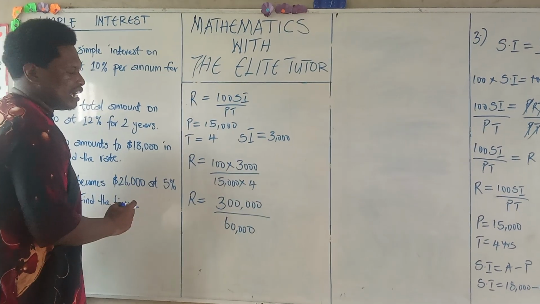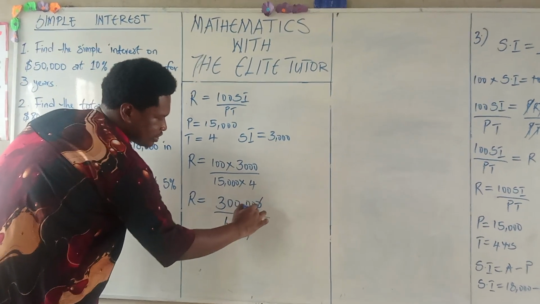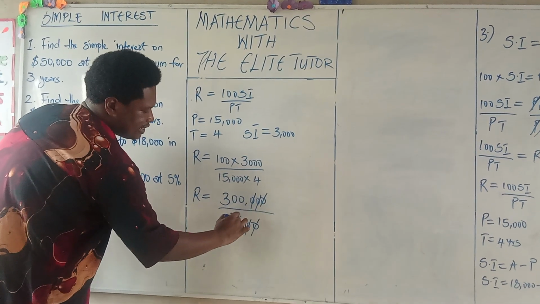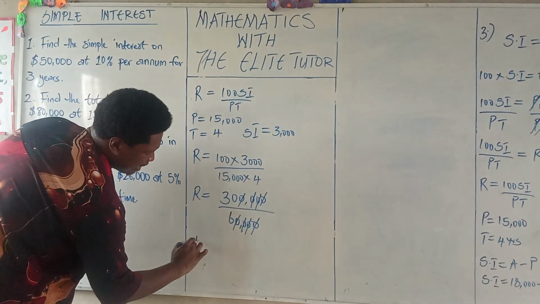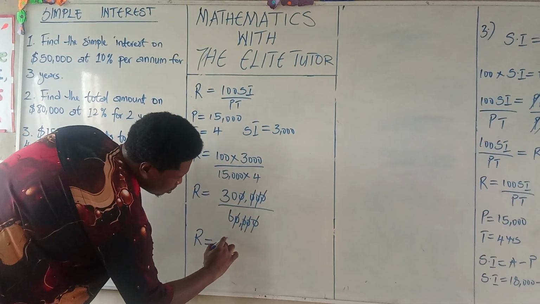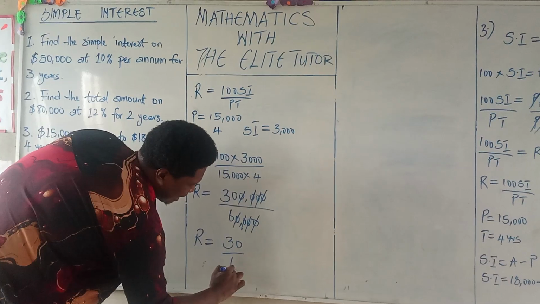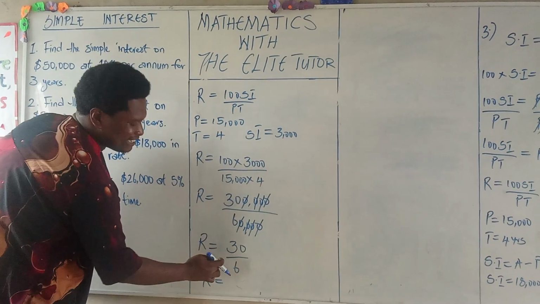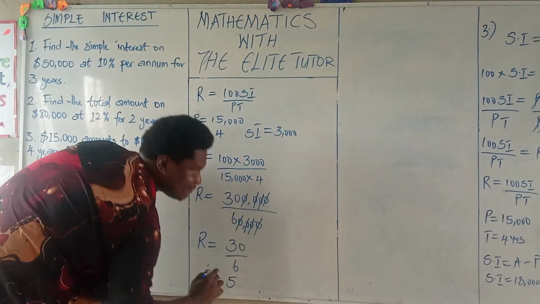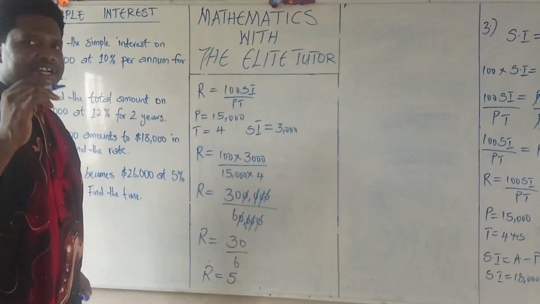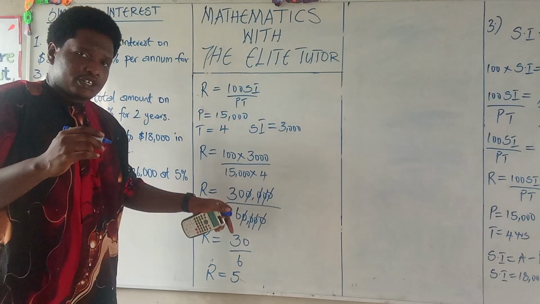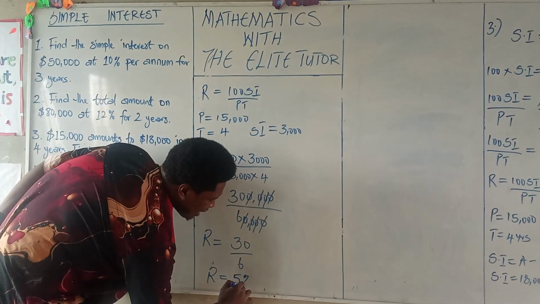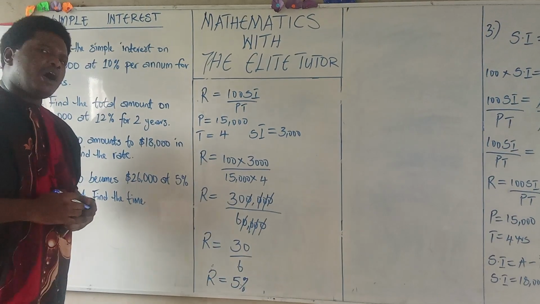And then we can go ahead to cancel out. 0 will cancel 0. This 0 here will cancel 0. This 0 here will cancel 0. So we have that our rate is equal to 30 divided by 6. We are going to have 5. Don't forget we are looking for a rate, so we have to add the unit of measurement, which is percentage. So our answer will be 5%.